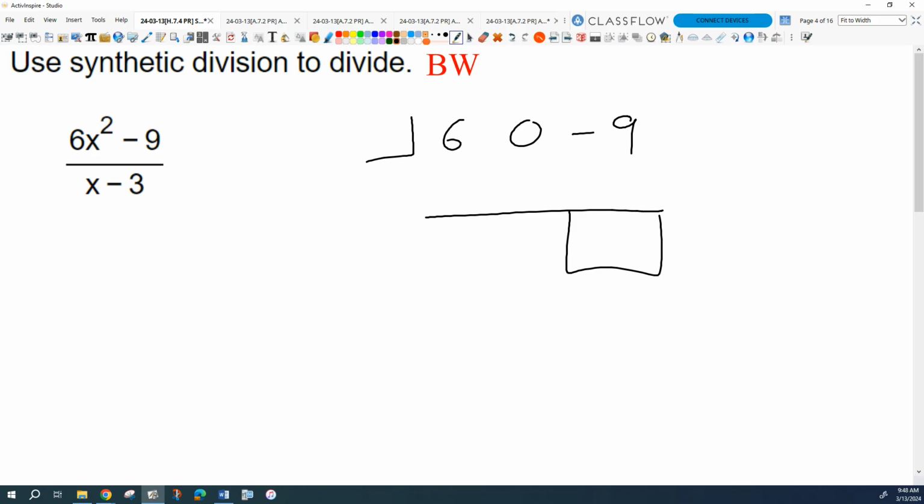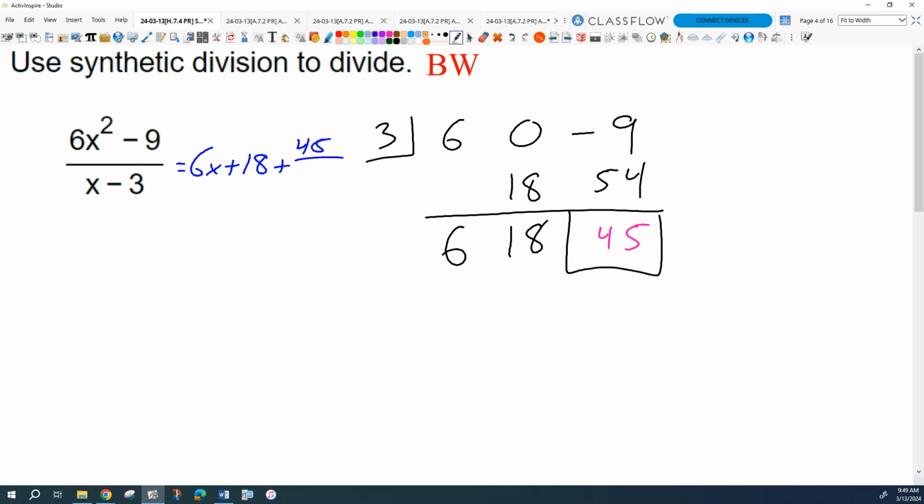Okay. What number goes out here? 3. Okay, good. And then what's the process? Drop the 6 down. 18. Add, which gives me, multiply, right, which gives me 54. And what do I get for my remainder? Okay, so then what is my answer? 6x plus 18 plus 45 over x minus 30.